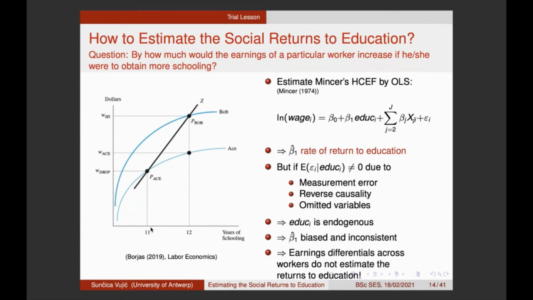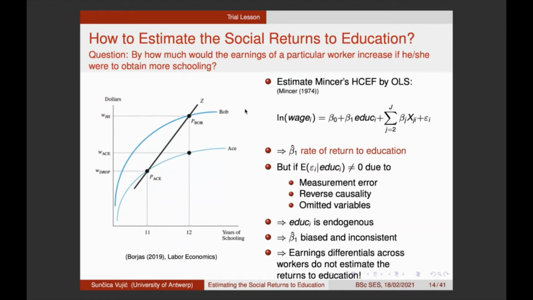If you drop out of high school after 11 years, it means that you're a school dropout. You didn't complete a high school education, and this is the case of Ace. Ace drops out of education after 11 years and earns the wage of somebody who is a school dropout. Then we have Bob. Bob finishes high school, so finishes 12 years of education, and Bob earns the wage of somebody with a high school diploma.